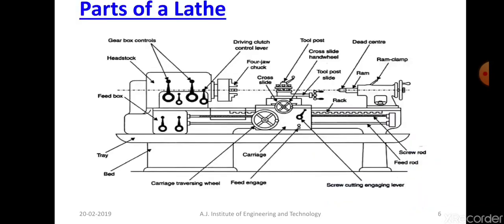Okay, so this is a lathe machine. As I've told you earlier, there is no drawing of the lathe machine included in the syllabus. It is very clearly mentioned in the syllabus that the sketch of the lathe machine is not there. So you will not have to learn the sketch of this machine, but you need to know the different parts of the lathe and also the different operations of the lathe.